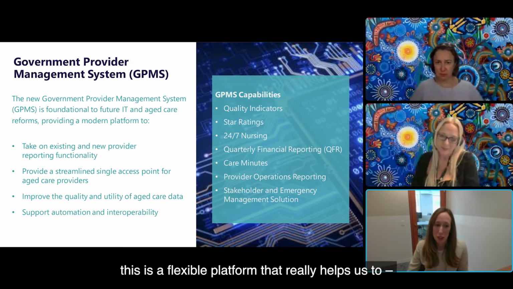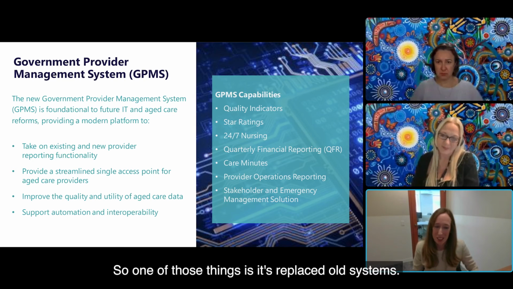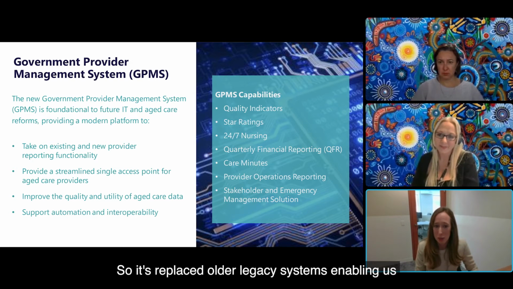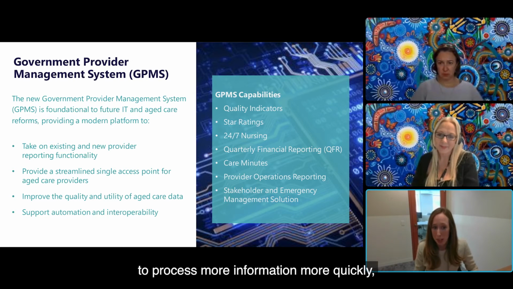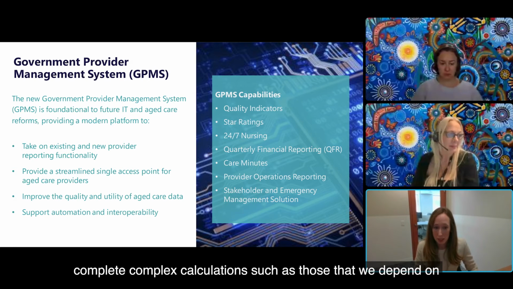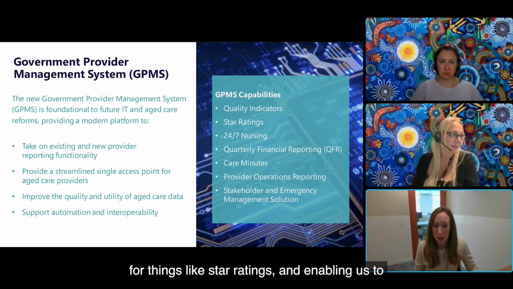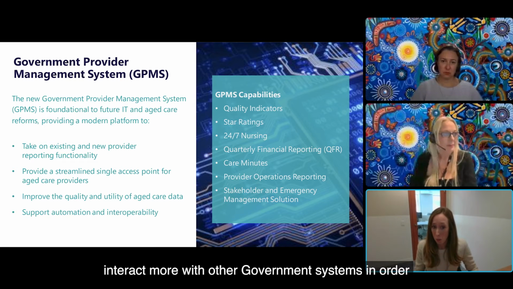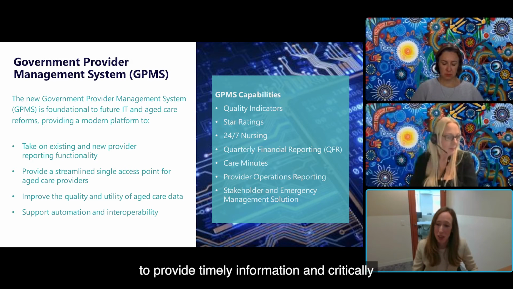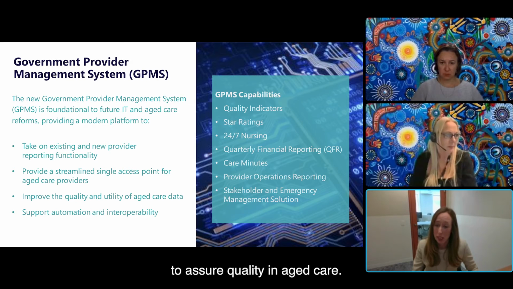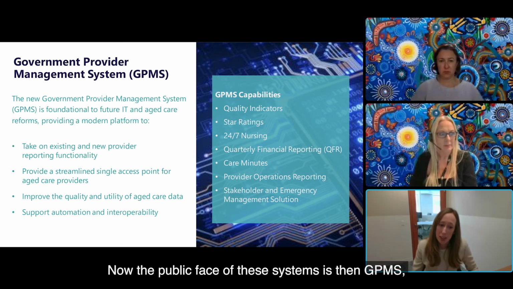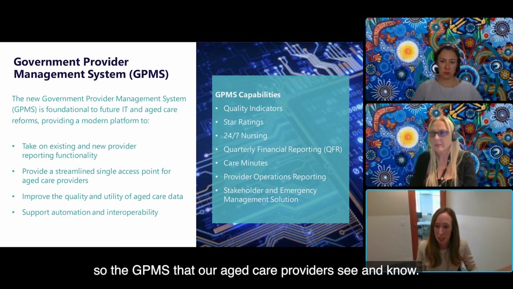that really helps us to, well, it does a few things. One of those things is it's replaced older legacy systems, enabling us to process more information more quickly, complete complex calculations such as those that we depend on for things like star ratings, and enabling us to interact more with other government systems in order to provide timely information and, critically, to assure quality in aged care. Now, the public face of these systems is then GPMS, the GPMS that our aged care providers see and know.